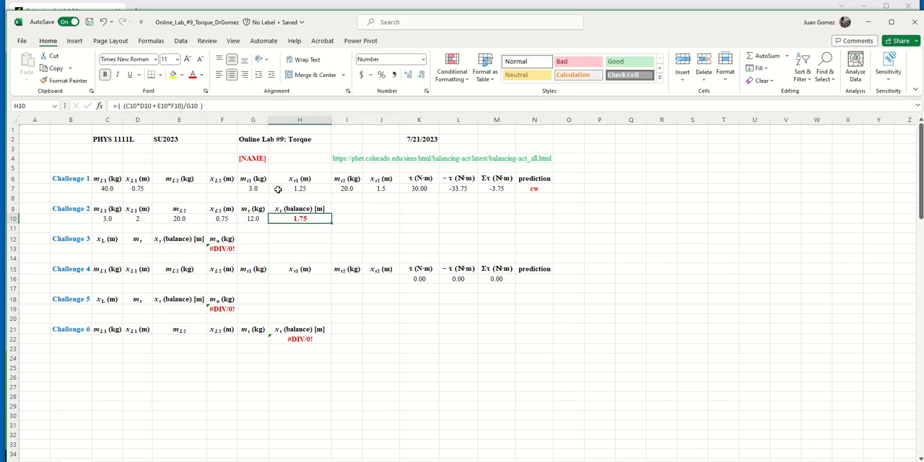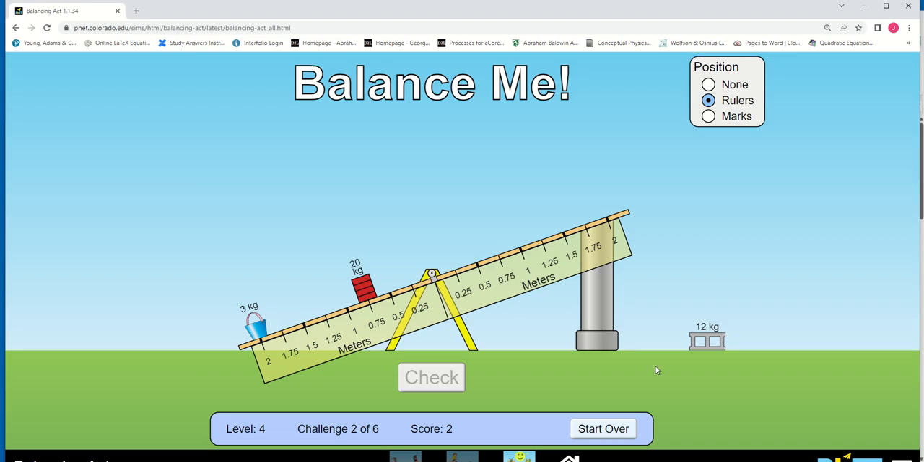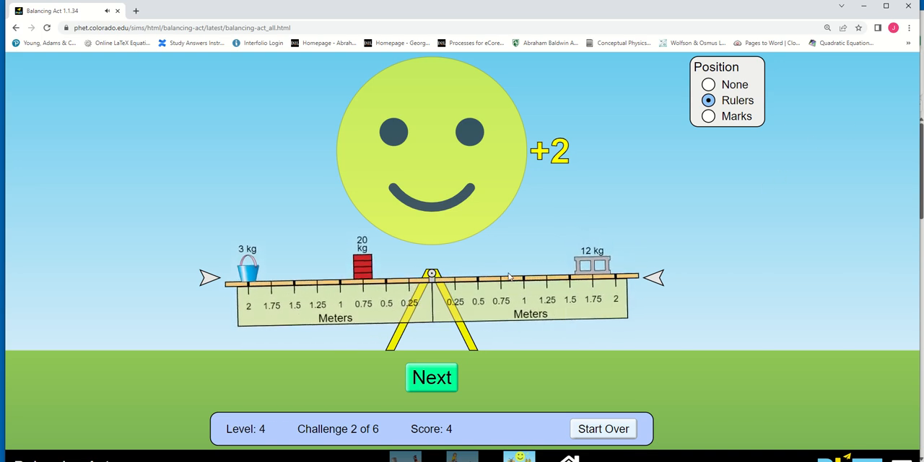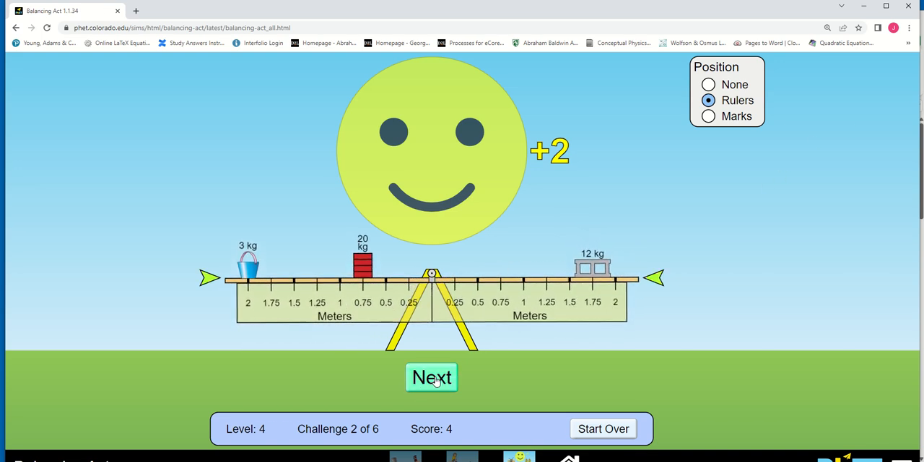1.75. See, I entered the formula in for you. So in other words, I need to place the 12 kilogram mass that's to the right at 1.75 meters. Let me go ahead and do that. Right there, see the white dot? Okay. And then check. Ding, ding, ding, ding. So we got it correct. So now let's go to challenge 3.